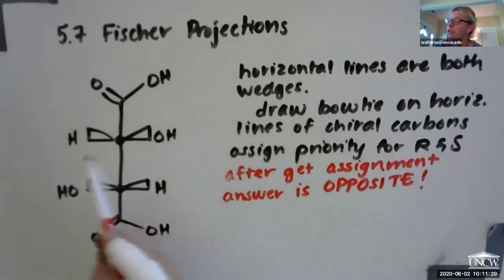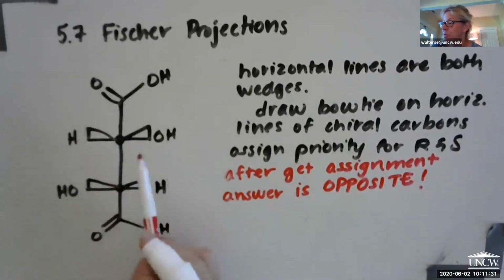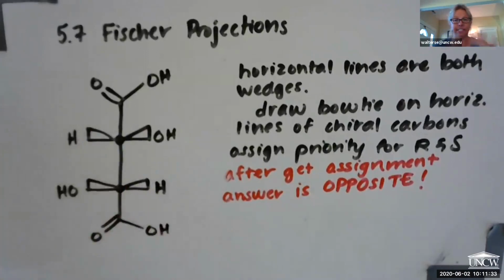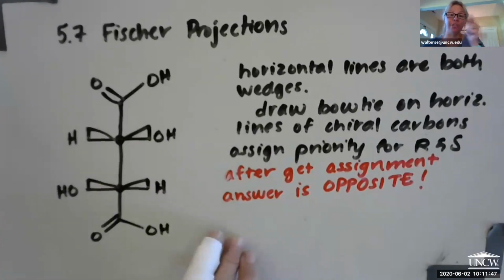Okay, so we'll do this together, and let's say we do the assignment on something in a Fisher projection, and our assignment is a right-hand turn, so we say it's R. The actual molecule is reversed, so it's S. So in this case, with Fisher projections, you always do the opposite of your assignment.